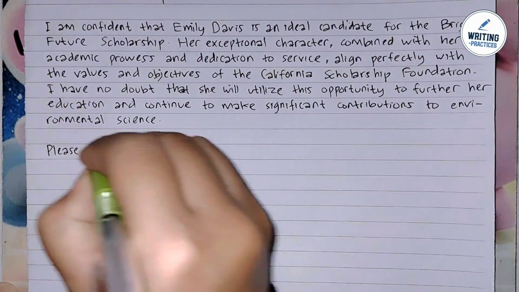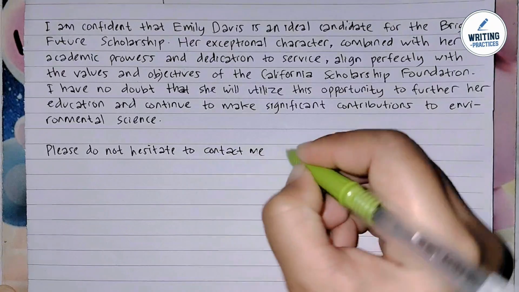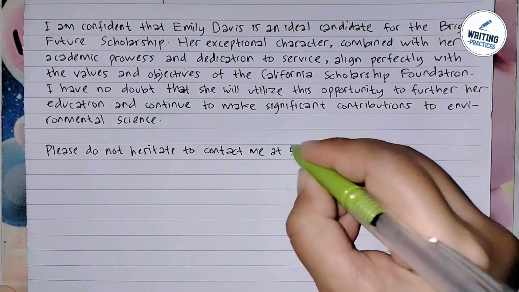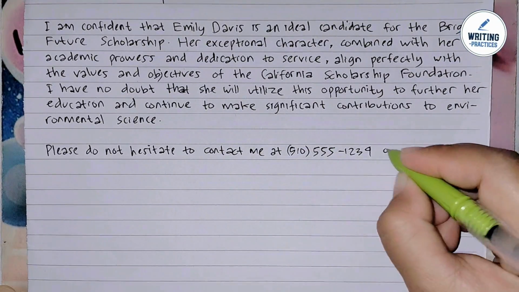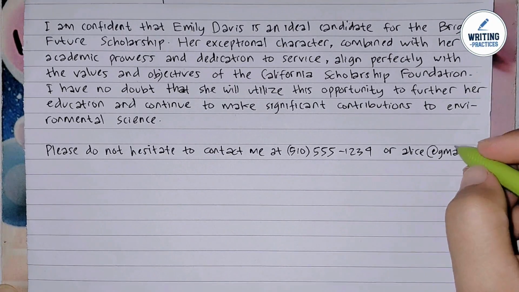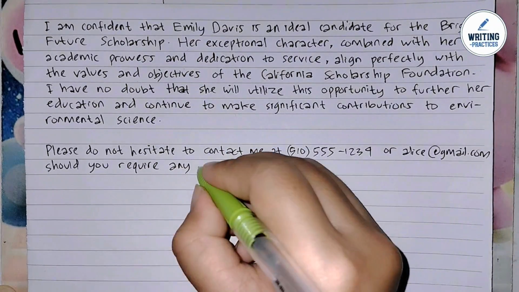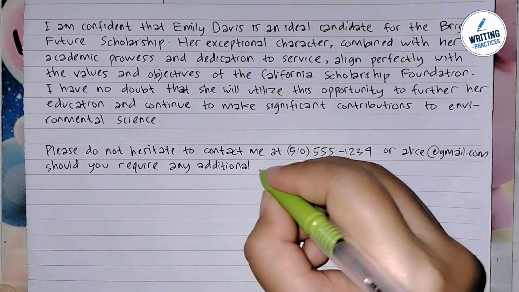In paragraph 6, now you need to offer to provide additional information. Offer to provide further information if needed to show your willingness to support the application. Therefore, you need to write your contact information, in case the committee needs more information or clarification. You can write your phone number and email address.